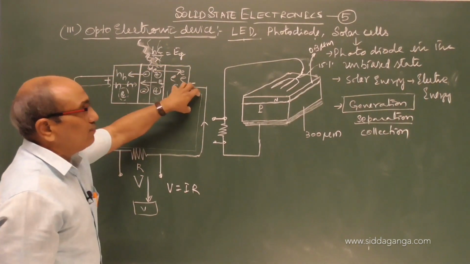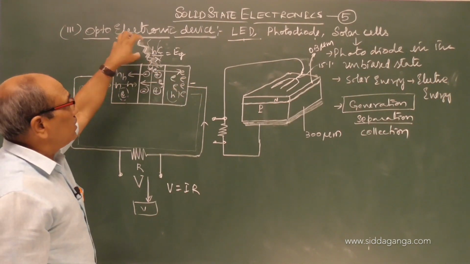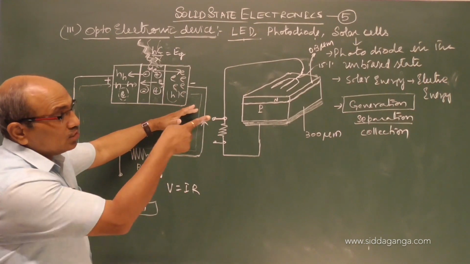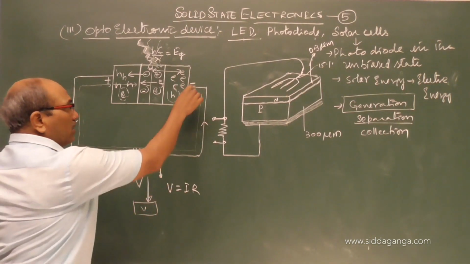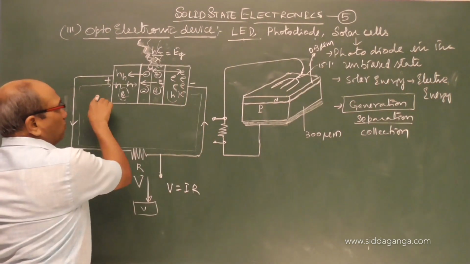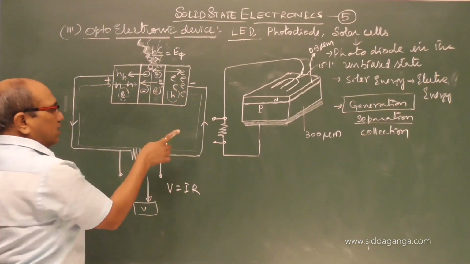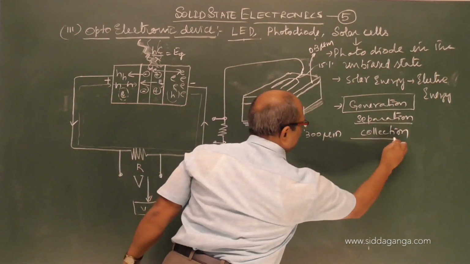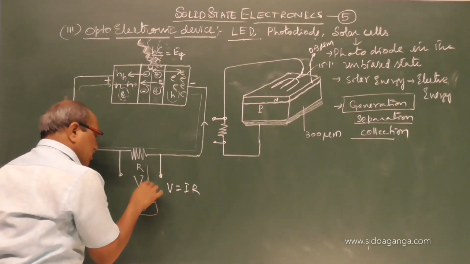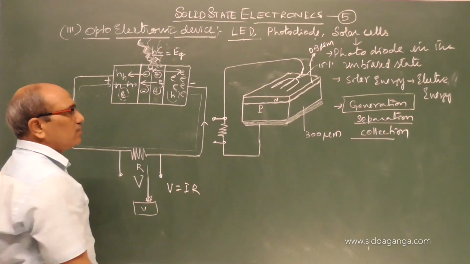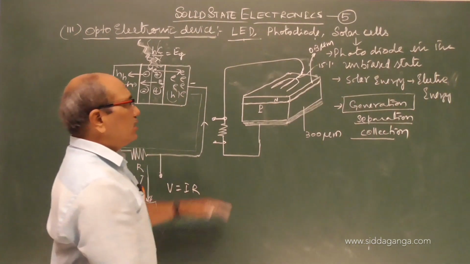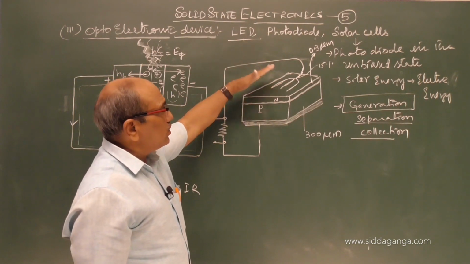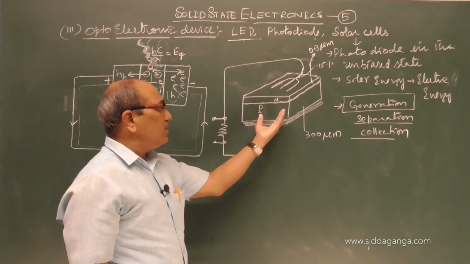EMF is generated. When solar radiation falls on the junction, EMF is generated. By connecting both terminals through a resistor, we drive the current, thereby we separate them. And collection of the EMF is done through this load resistor to the output. This is how it works. I made this area large because the incident radiation must be high for the device.